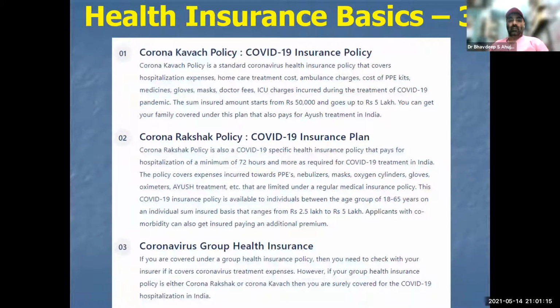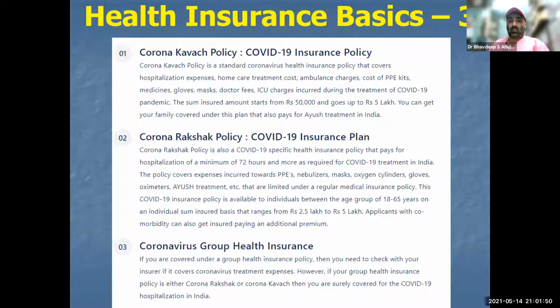So usually the three policies which are available are the Corona Kavach policy, Corona Rakshak policy, and the coronavirus group health insurance. So the Corona Kavach was the standard health insurance plan. Usually that was covering the cost of PPE as well, the ambulance charges, home care cost, medicine, gloves, all those things which are incurred. And the sum insured is from 50,000 to 5 lakh. And usually the premium was at 1%. So for a 50,000 coverage, you need to pay a premium of close to 450 rupees, from the Reliance policy in that regard.